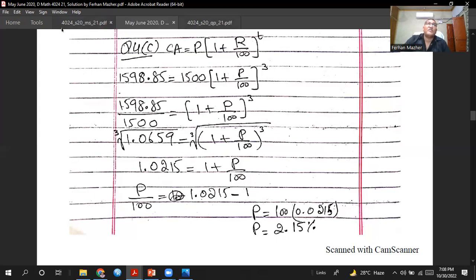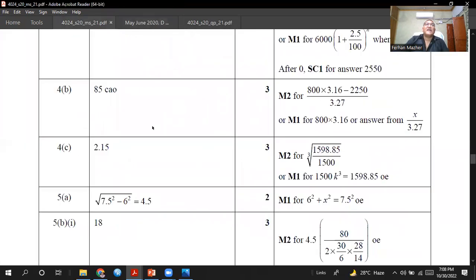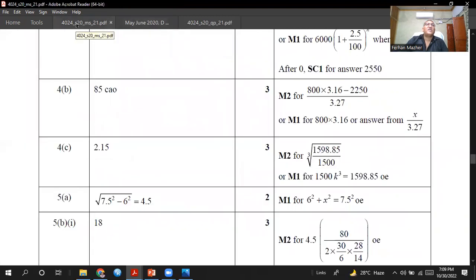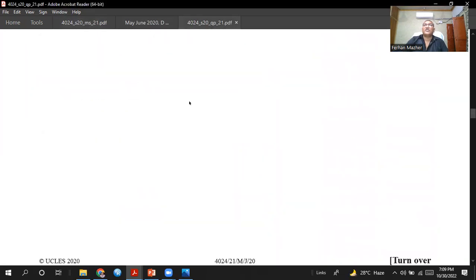It's a question of 3 marks. So I hope you understand: 2.15%. Our answer is also 2.15%. So question number 4, C part, our answer is right. So we are going to the next question.